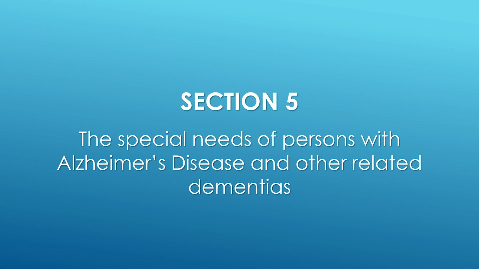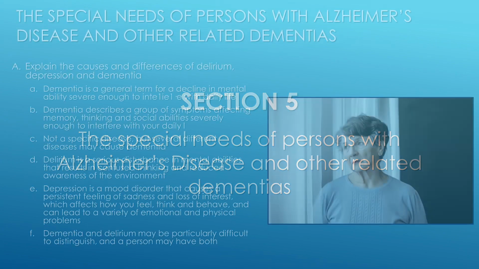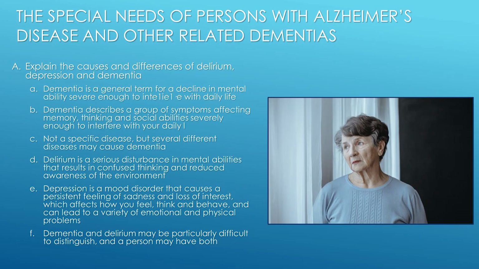Section 5. The special needs of persons with Alzheimer's disease and other related dementias. A. Causes and differences of delirium, depression, and dementia. Dementia is a general term for a decline in mental ability severe enough to interfere with daily life. Dementia describes a group of symptoms affecting memory, thinking, and social abilities severely enough to interfere with your daily life. Not a specific disease, but several different diseases may cause dementia.